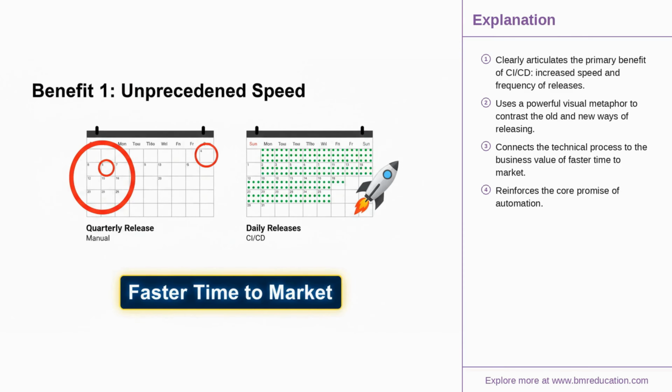Now that you understand the process, let's focus on the rewards. The most immediate benefit is a dramatic increase in speed and release frequency. By automating dozens of manual tasks, what used to take days of coordinated effort can now be done multiple times a day. This allows you to deliver value to your users faster than ever before.